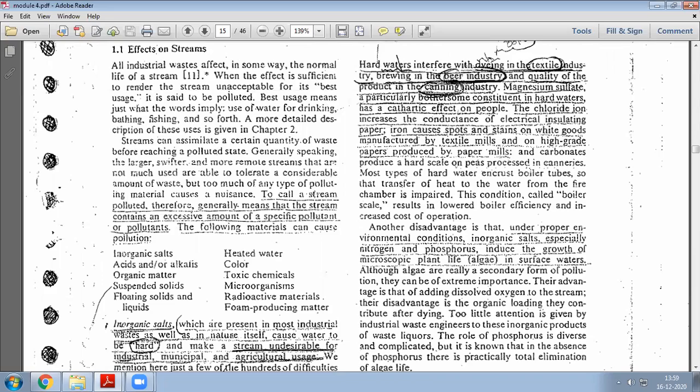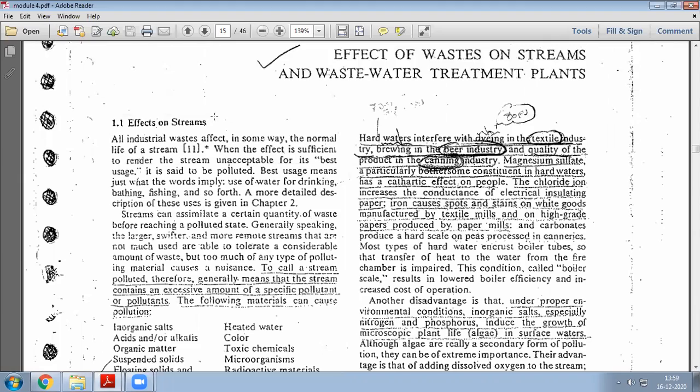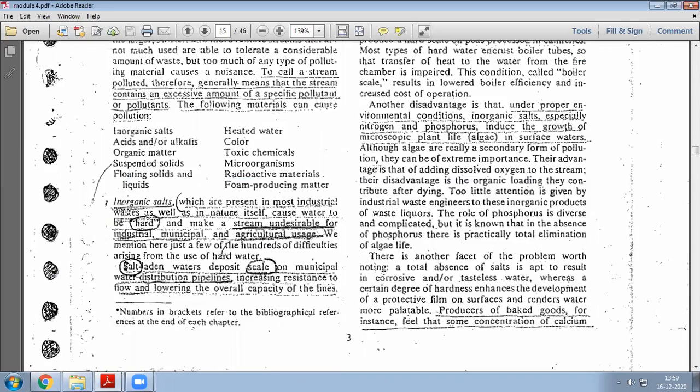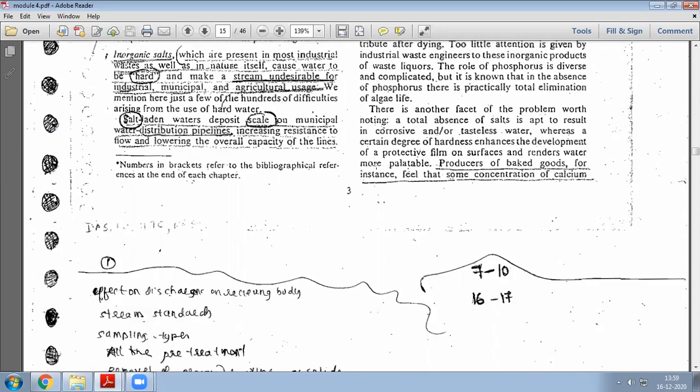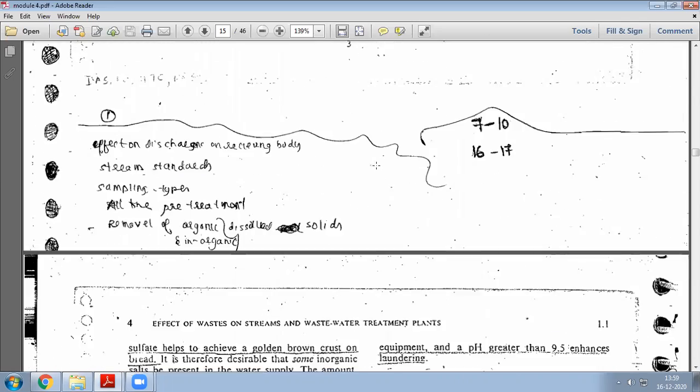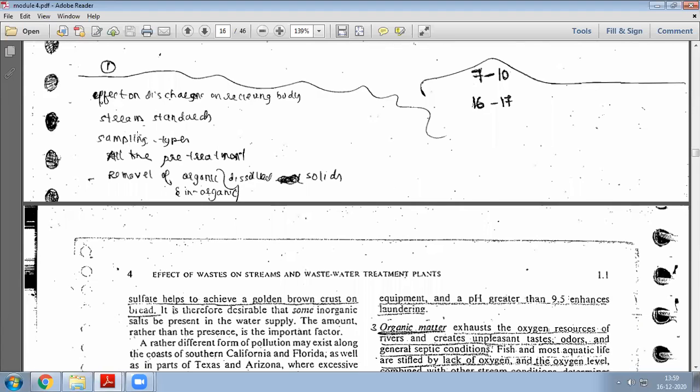At the end, I have provided this section to you. So this is what you have already learned, what happens to the receiving body. I think, yeah, this is your syllabus. I have written at the bottom: effect of discharge on receiving body. This question they might ask. Then you have stream standards, which is nothing but your IS code. I already showed you that.